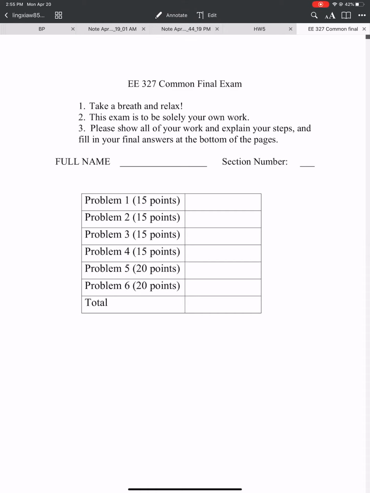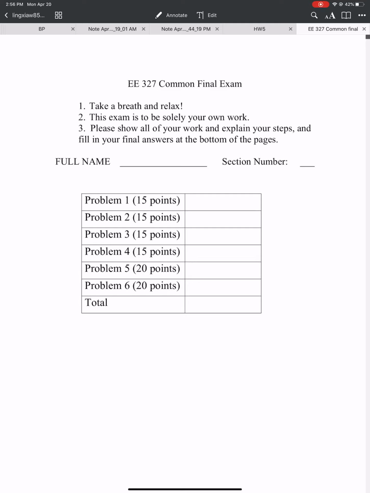So in the last class, I want to talk about the common final exam. This exam is the last assignment of this course, and the due day, the deadline for the common final exam is next Monday.